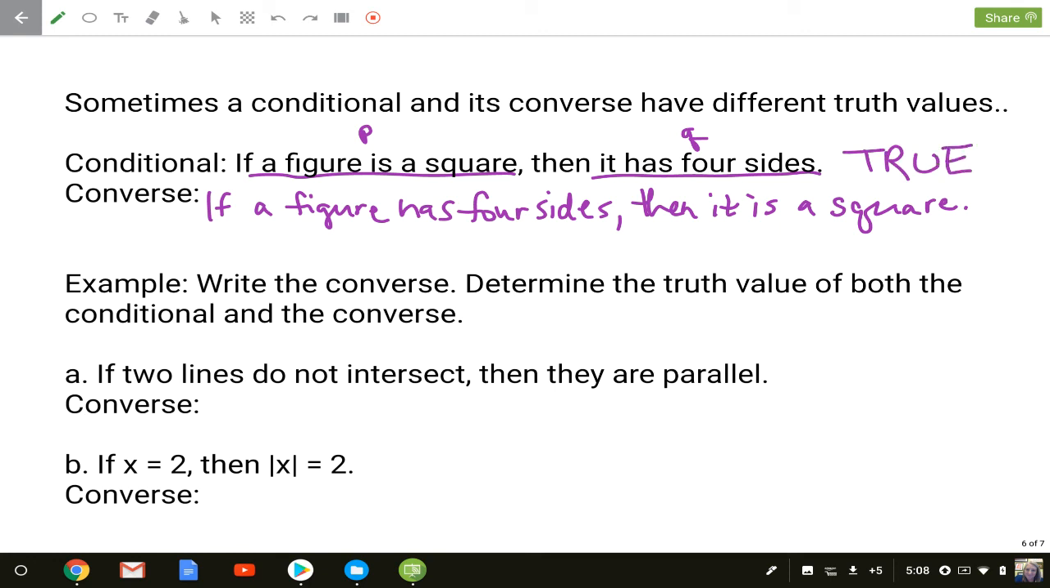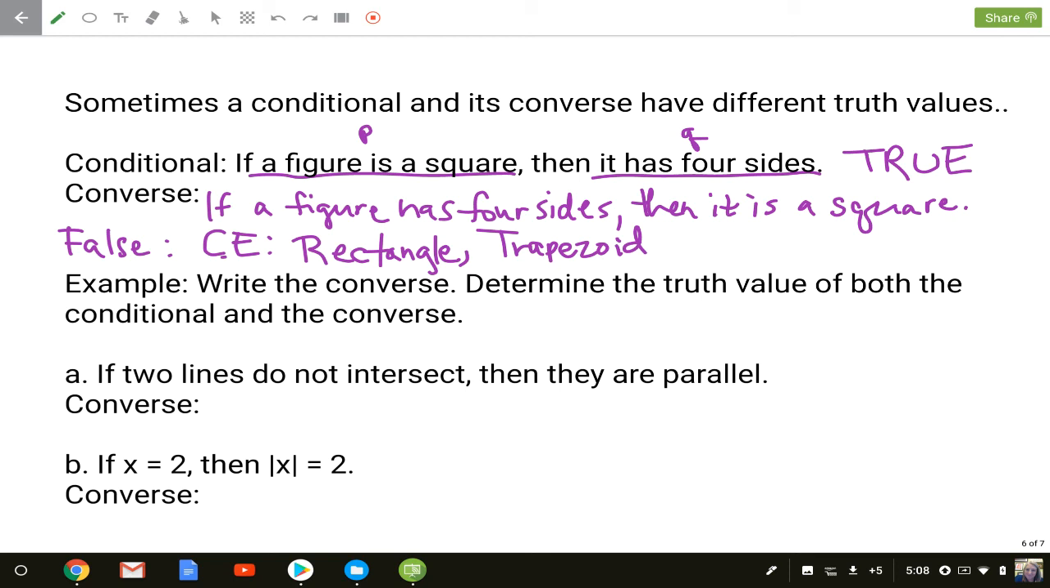Let's look at the converse. For the converse, it says if a figure has four sides, then it is a square. So there are some figures that have four sides that are not squares. So this one actually is false, and the counterexample, I'm going to say CE, would be, it could be a rectangle. A rectangle has four sides, but it's not a square, or a trapezoid, or something like that. A kite.